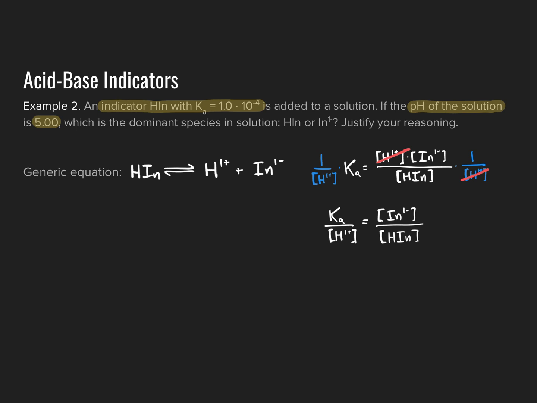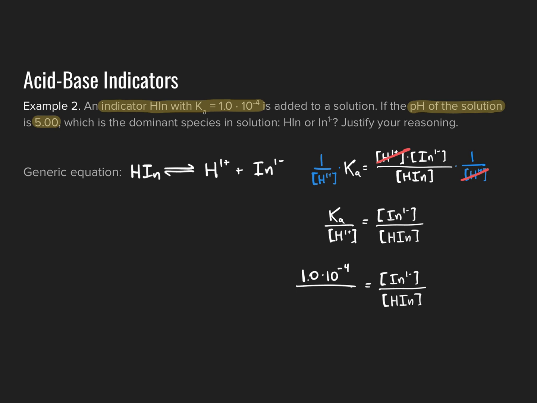And this manipulation right here again shows me a ratio of the conjugate base ion In negative to the molecular acid HIn. So I'm going to go ahead now and solve for the value of that particular ratio by inserting the given values of the Ka and the hydrogen concentration that I can derive from the pH of this solution. So a given value here of my Ka was again 1.0 times 10 to the negative fourth. That'll go in my numerator.